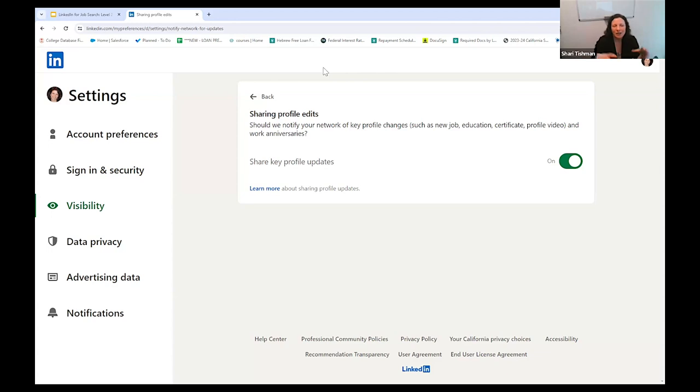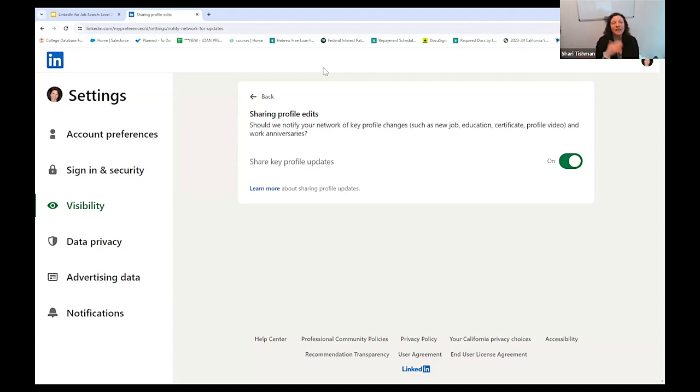unless you're going to be making a ton of tiny little changes a lot, and you feel like it's just too much for people to see, like I'm adding one skill at a time, once a day, all this stuff. And you want to just say, okay, for this week, I'm turning off profile updates. I'm going to build up a super nice profile, and then I'm going to turn it back on and make one final update that just blasts my profile to everyone.